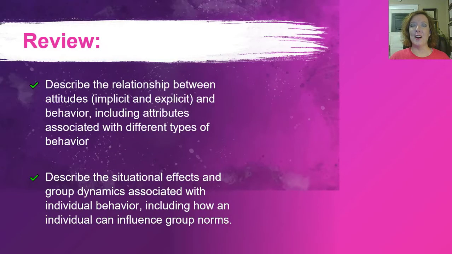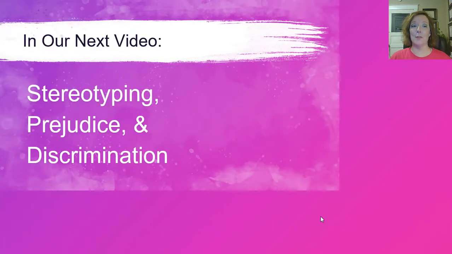So before we move on, let's review what we talked about in this video. We talked about the relationship between attitude and behavior, and we talked about the attributes associated with different types of behavior. We also talked about the situational effects and group dynamics associated with individual behavior, including how an individual can influence group norms. In our next video, we'll be covering stereotyping, prejudice, and discrimination.